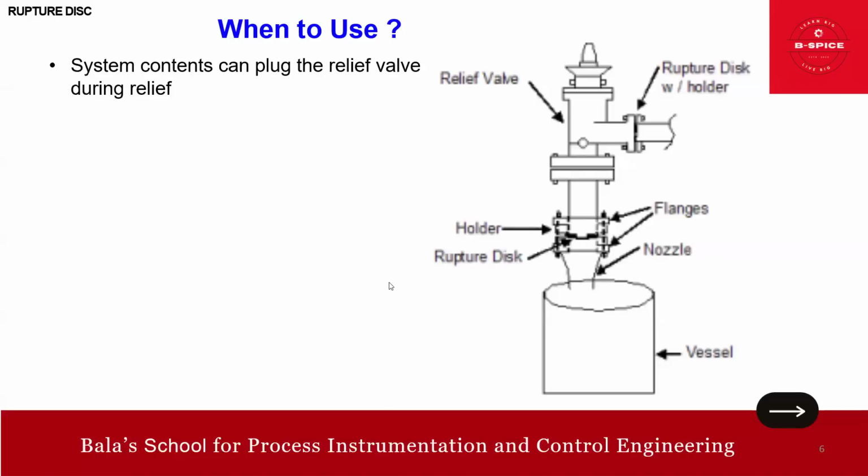Just understand that system contents can plug the relief valve during relief. For example, here something is there, the system content. If the rupture disk is not there, the content will go directly and plug the relief valve. In that scenario, you have to go with the rupture disk first. Install a rupture disk upstream of the relief valve. And of course, we can use this for high viscosity liquids. So this is the basic outline.